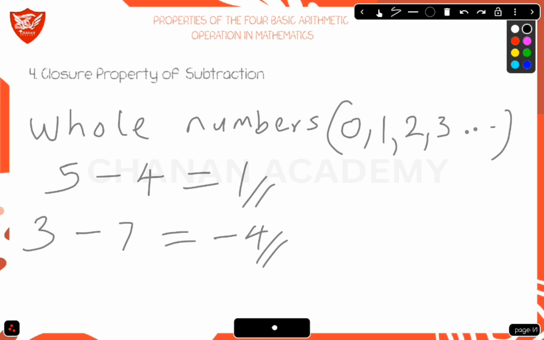Sorry, this value is not a whole number, so with this we can say subtraction is not closed under whole numbers. 3 minus 7 will give us a negative value. A negative value is not a whole number. All right, so I hope you understand that. So let's talk about the next.